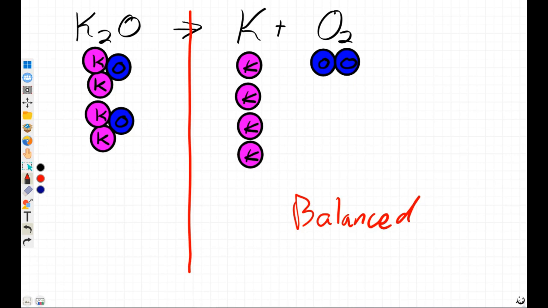So our final answer will be 2 of the K2Os, 4 of the Ks, and only a single one of the O2 pair there. So our final answer is 2K2O creates 4K plus O2.